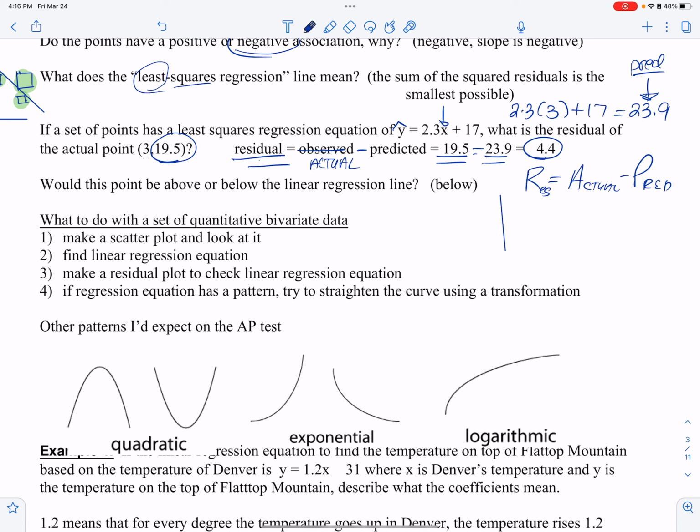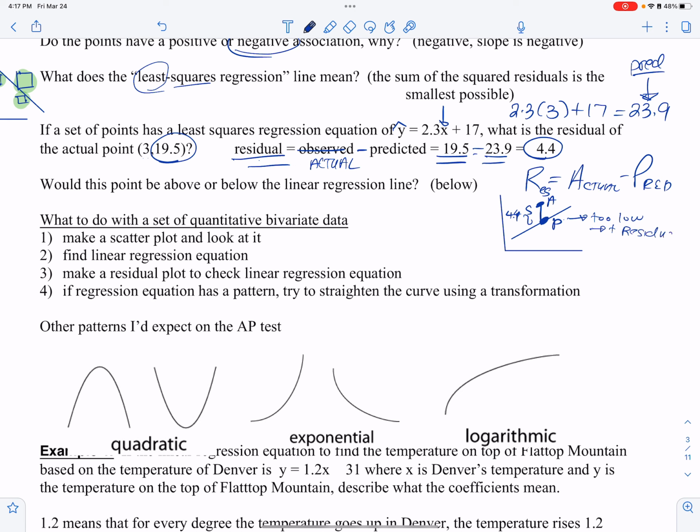So that means my residual was my actual minus my predicted, because this is my actual, that's my predicted. And that difference, that's called the residual. And that residual is 4.4, which means my predicted was too low. The prediction was too low because it's below, because I've got a positive residual. Positive residual means my actual is above, predicted is below. And that's a positive residual.